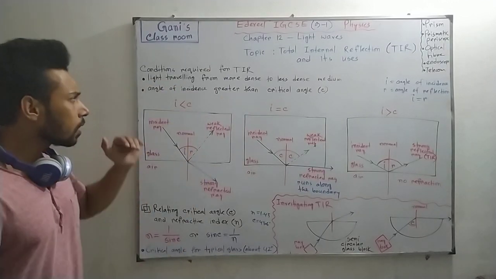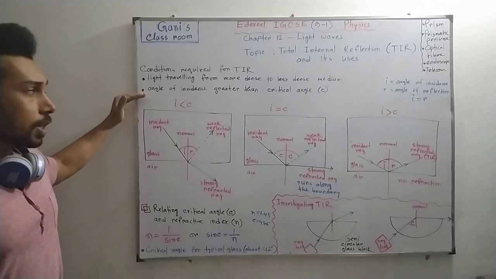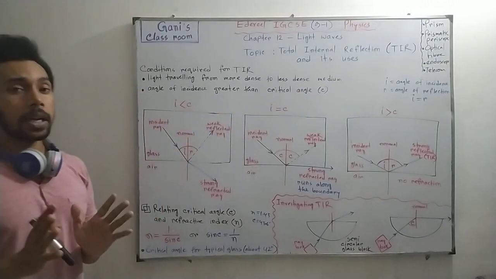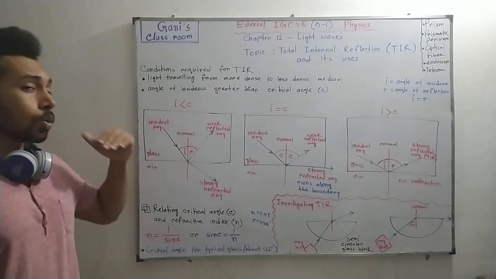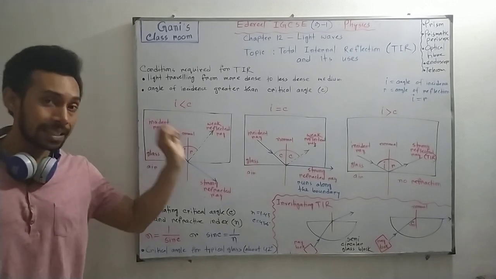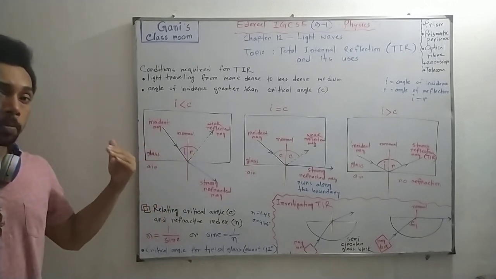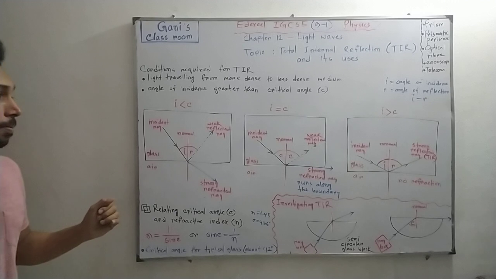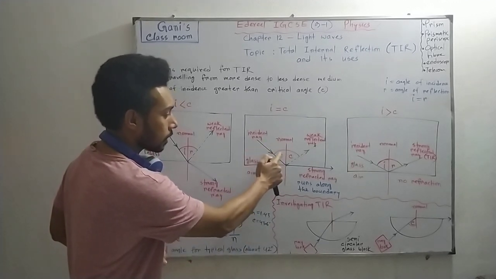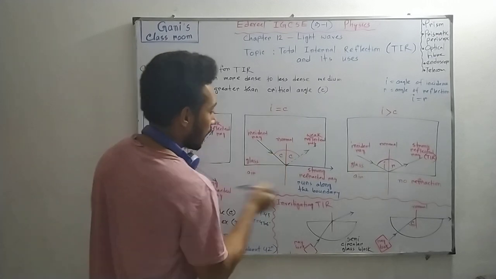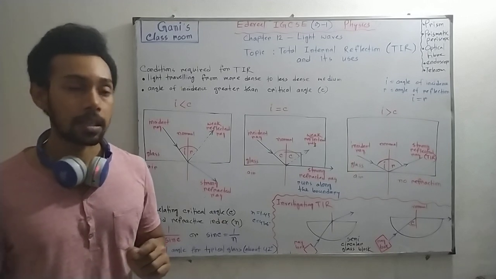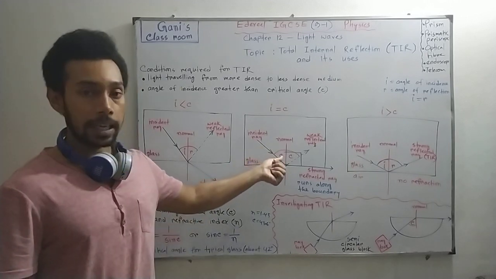So first we have to understand what the critical angle is. The critical angle is defined like this: while light is passing from a more dense to a less dense medium, the angle of incidence for which the angle of refraction is found to be 90 degrees is called the critical angle.